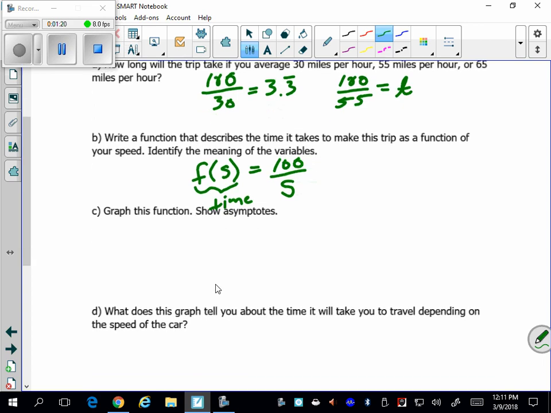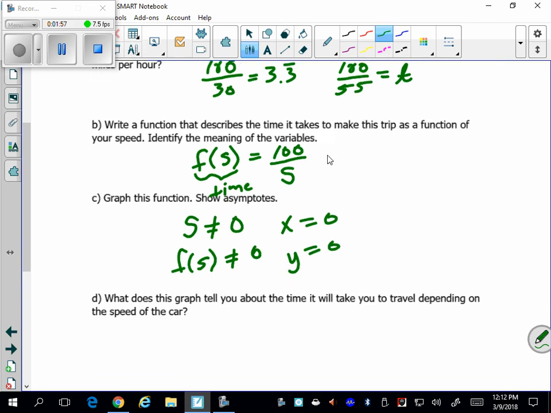Asymptotes. There's an asymptote at the speed cannot equal 0, so you can't go anywhere if you don't have a speed. So that's one of your asymptotes. And the other asymptote is y cannot be, in this case y is f of s, that cannot be 0 either. So it's like this is the same thing as x equals and y equals. So those are your asymptotes. Moving on, I don't have to worry about D.